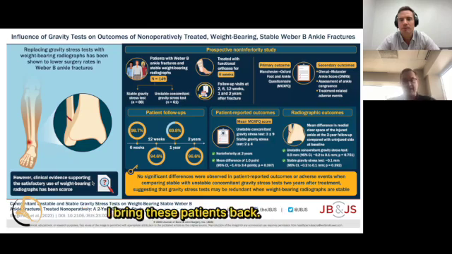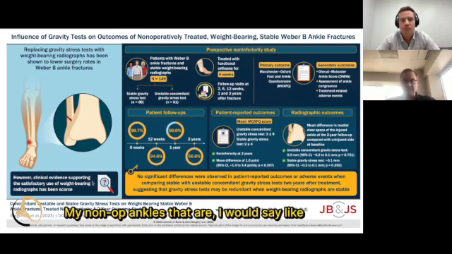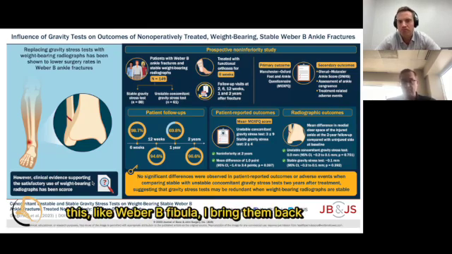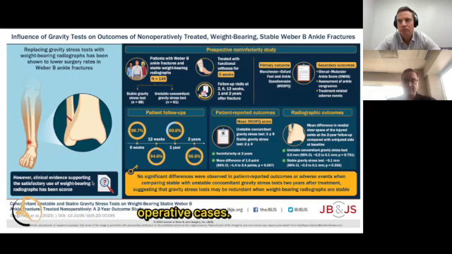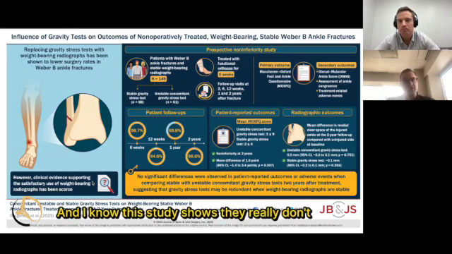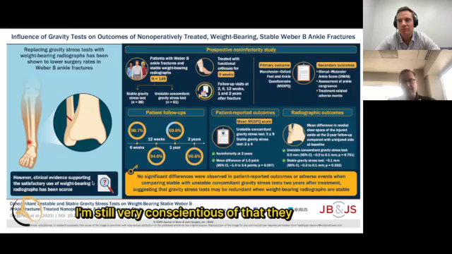I bring these patients back, non-op ankles like a Weber B fibula, to clinic more often in the beginning than my operative cases. Just to make sure there's nothing shifting. And I know this study shows they really don't shift. I'm still very conscientious that they could. I do the same, but here's the question.